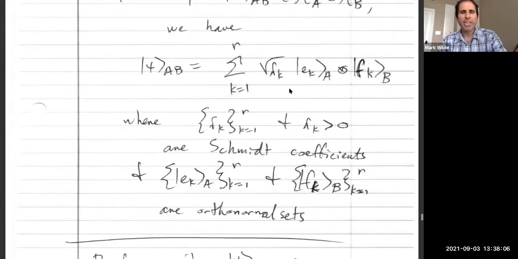The connection to entanglement theory that we'll get to later is that a bipartite state vector is entangled if and only if the Schmidt rank is greater than or equal to 2. If the Schmidt rank is 1, then there's just a product of 2 vectors alone here, right? And then if it's a state, it's called a product state.